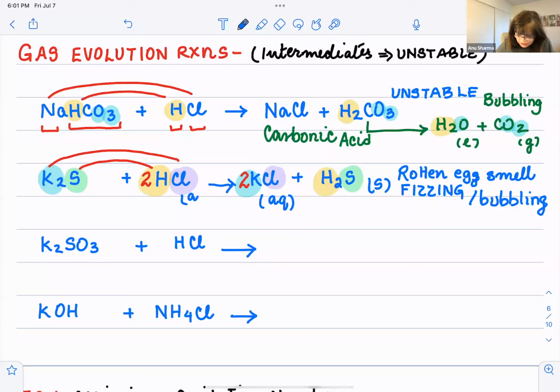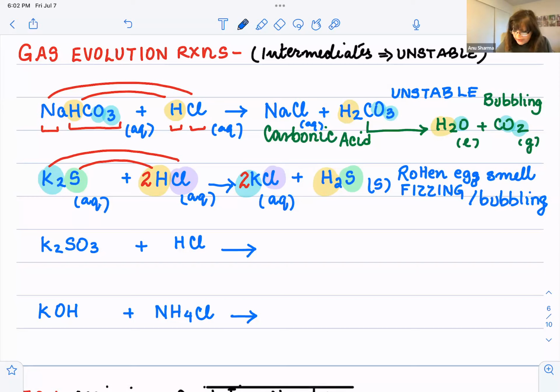HCl is an acid. This is soluble in water, so it's aq, and potassium sulfide. Sulfides are insoluble, but when sulfur is attached to a group 1A element, such as sodium, it is soluble, so this is going to be aqueous. Sodium bicarbonate, again, sodium is group 1A, aqueous, soluble in water. HCl, acids, all soluble in water. Sodium chloride, salt, soluble in water, group 1A, okay?